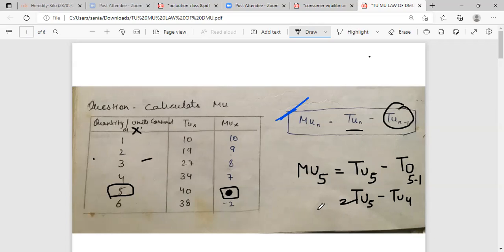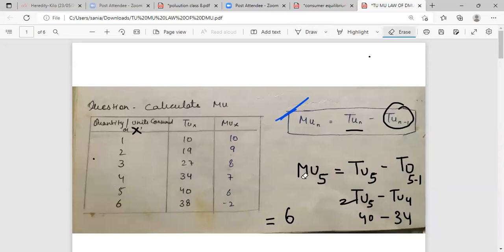So it is like, what is TU5? It is 40, right? And what is your TU4? It's 34. So what will be the answer? Your answer will be 6. So now we'll check our answer, ma'am, whether it is true or not. So ma'am, yes. For MU5, your answer is 6. Clear? Yes, teacher. Yes, it's clear, ma'am. Okay. So yes, basically, this is the formula which you are going to use entirely.